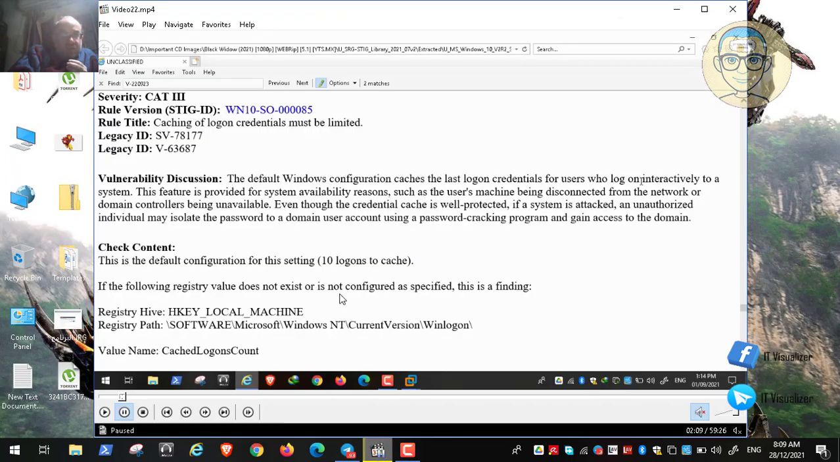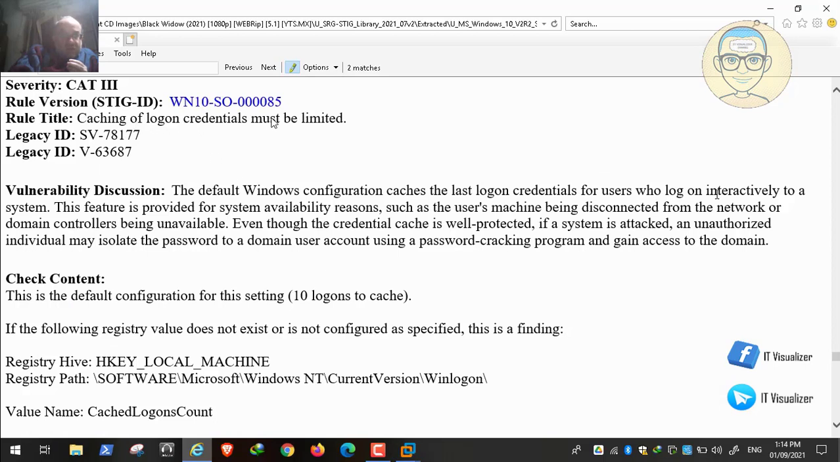The last time we stopped at: caching of login credentials must be limited. For some reason Windows caches your Active Directory or domain account in its database, a small database called SAM. This is a database where Windows saves the passwords for your Active Directory, domain or local account. We will talk about it later.